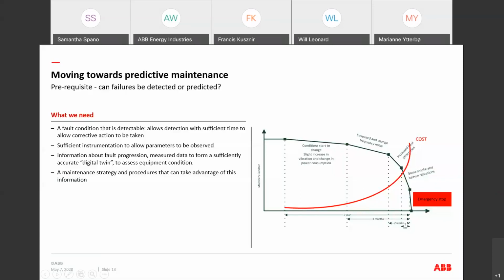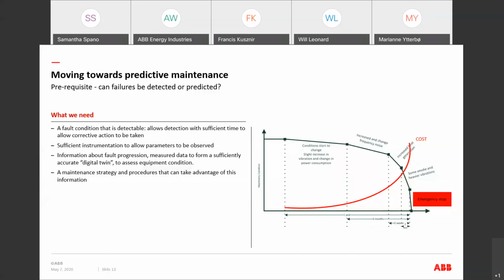So what's needed, and this is mainly information probably known to most, but I think it's sometimes useful to be reminded of the steps. You need a fault condition that's detectable. You need to, in some way, be able to see that some fault is about to happen, as we can see in some examples in the graph on the right-hand side. Examples here include noise and vibrations, for instance.